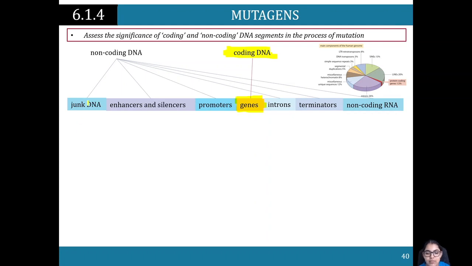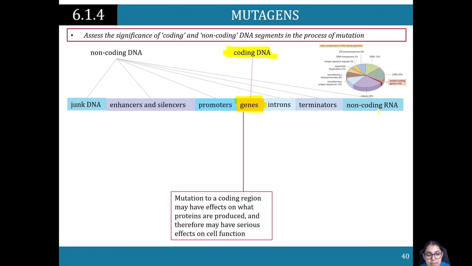The rest of it, we have junk DNA, we have enhancers and silencers, we have promoter sequences. That name might stand out because remember we talked about how in DNA replication and in transcription and translation we have promoter sequences that tell us when or where to start these processes. We have introns, terminator sequences, and non-coding RNA as well. So here is the purpose of each.